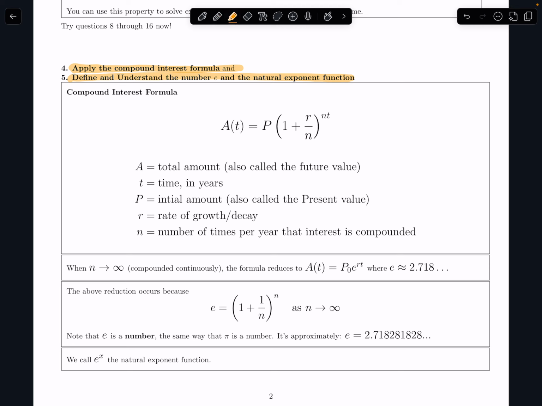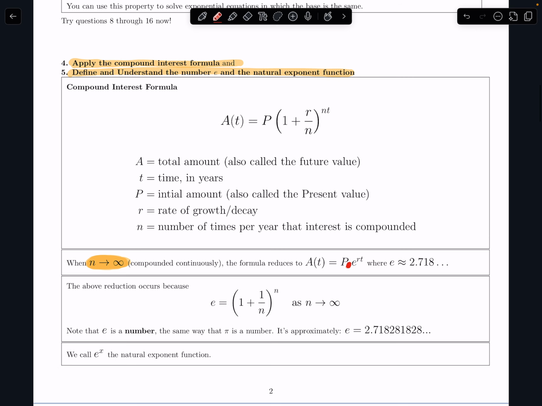And what happens is if you compound continuously, so as n goes to infinity, that means you're compounding every microsecond, even faster and faster than that. Then this formula reduces to this over here. Oh, I'm sorry, guys, this is an old version. You can ignore this little 0 on the bottom because I didn't have it up here. The 0 is there just to indicate that it's starting at time 0, but you don't have to have it there. Okay, so this is just P times e to the rt.